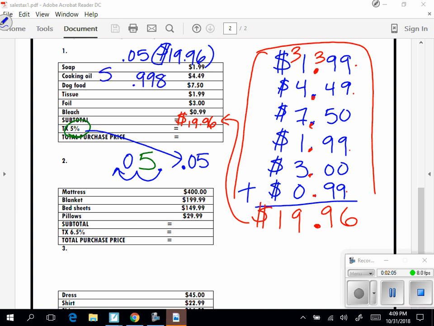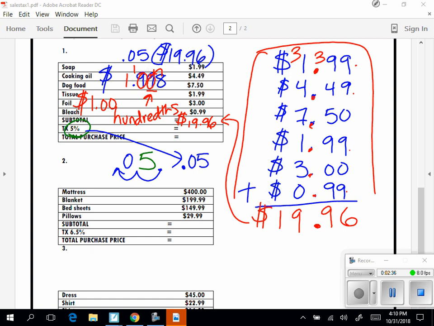0.998. In this case, we're dealing with money, so we need to round to the hundredths place. With money, remember, we just need to have 2 decimal places. So we look at the 8. If this is a 5 or greater, it makes the 9 round to a 10. So this is really going to become a 0, carry the 1. This would become a 0, carry the 1. So we end up having $1.